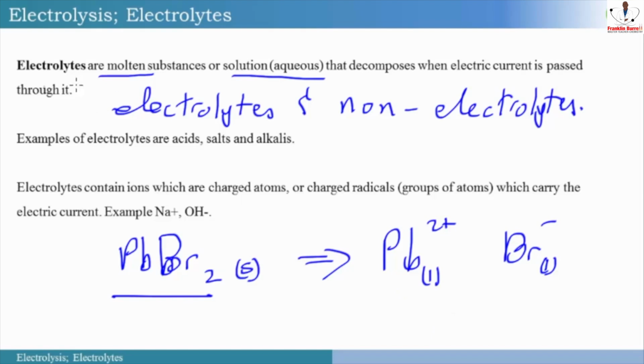Now that we understand the term electrolyte, which is a substance that will be decomposed on the passage of electric current, we can talk about the different types of electrolytes. We have strong electrolytes and we have weak electrolytes. Let us look at some examples of strong electrolytes and weak electrolytes.